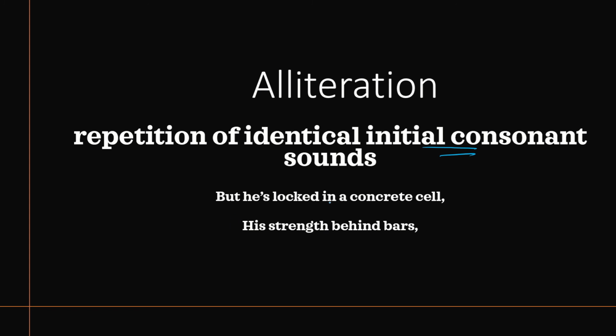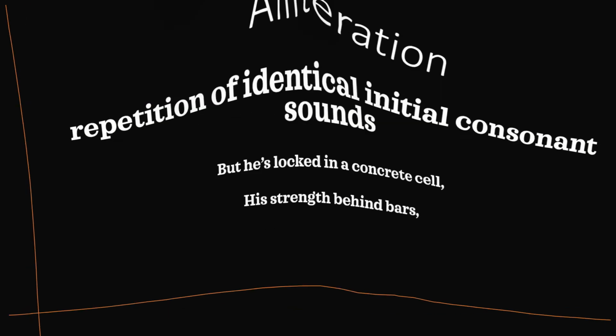Alliteration. This is a literary device where you can find the repetition of identical initial consonant sounds. Now don't get confused with consonance. Consonance is also a literary device where there is a repetition of consonant sounds, but the repetition can be in between or at the end as well, not just at the start. For alliteration, the sound repetition should be at the beginning of the word. For example, "concrete cell." You see the sound of C is repeated at the start of both words. The other example here is "behind bars." The sound of B is repeated at the start of the words. So this is the best example of alliteration.